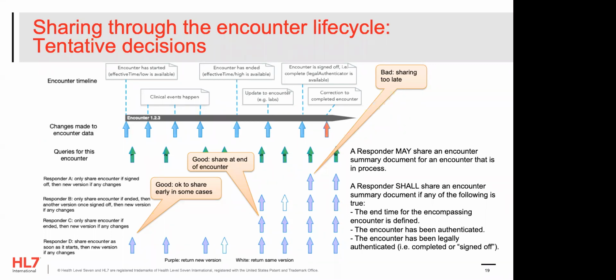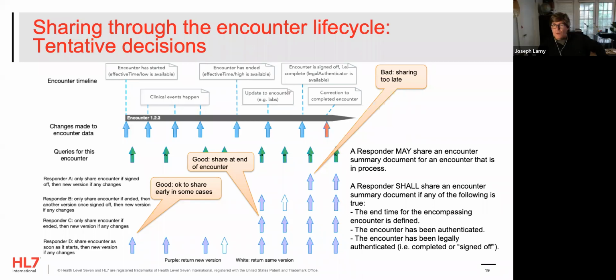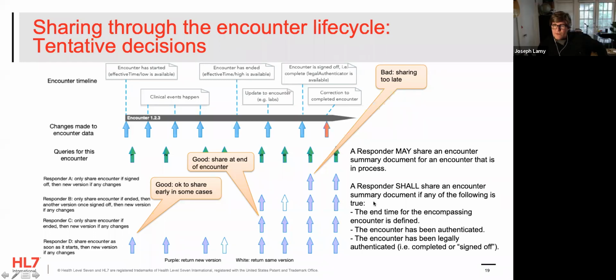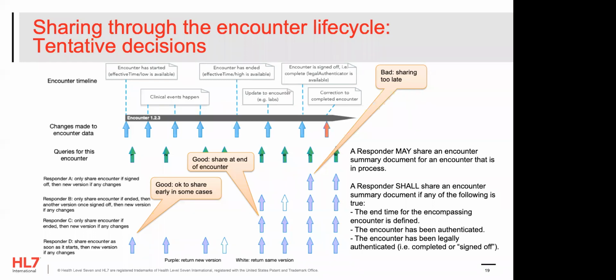We don't have a mechanism yet. What we mean by "responder may" is that it's up to the responding system, meaning if the EHR wants to have a button that the physician hits that says, share this even though I know it's just the very beginning of the encounter. So you're getting a query and you're sort of forwarding that on to an EHR and saying, do you have anything? Yeah, these are requirements on the responding system of what they do at the time of a query.